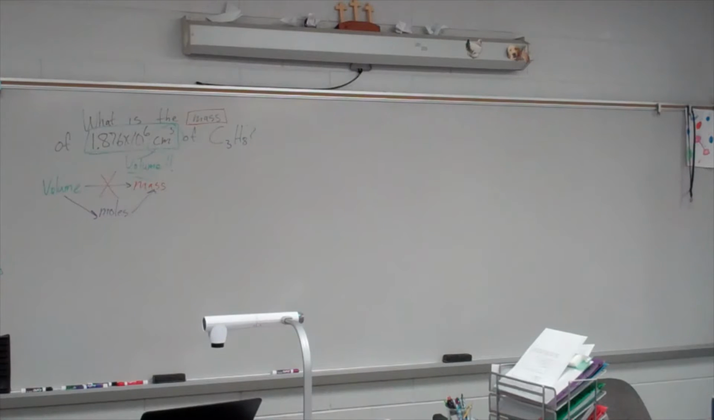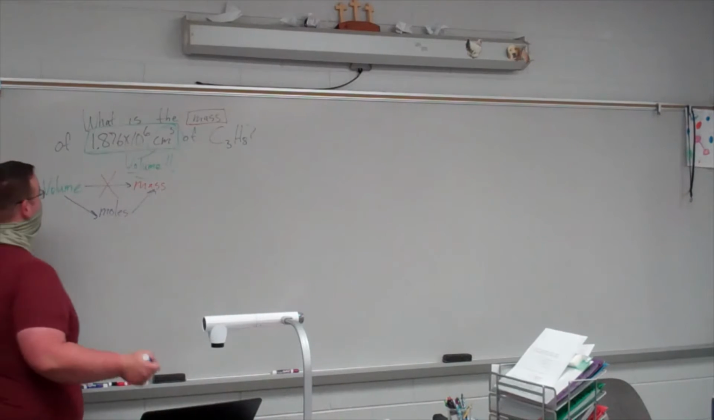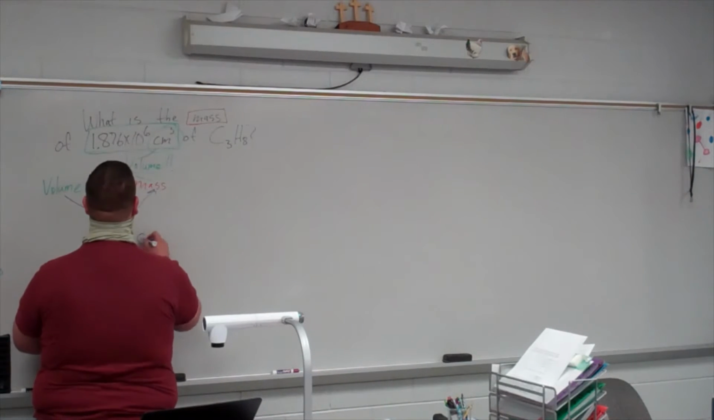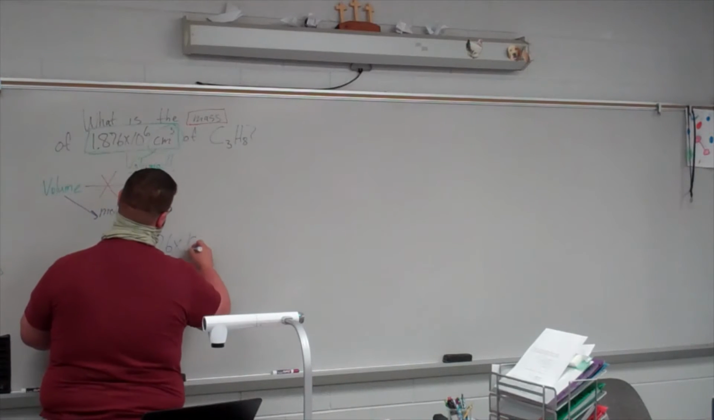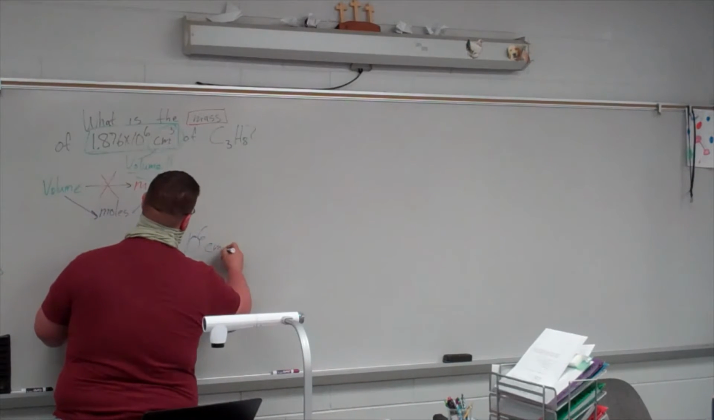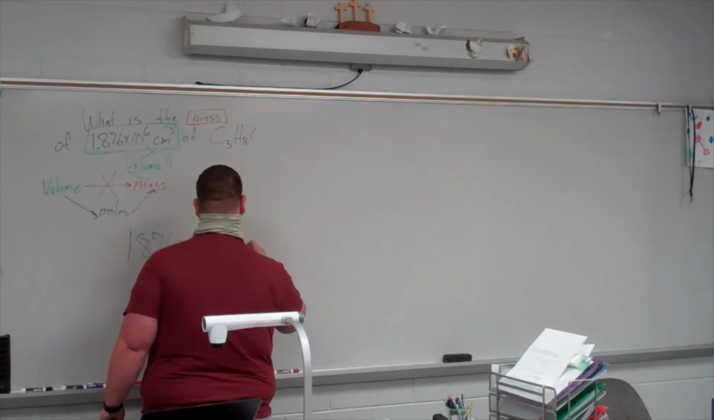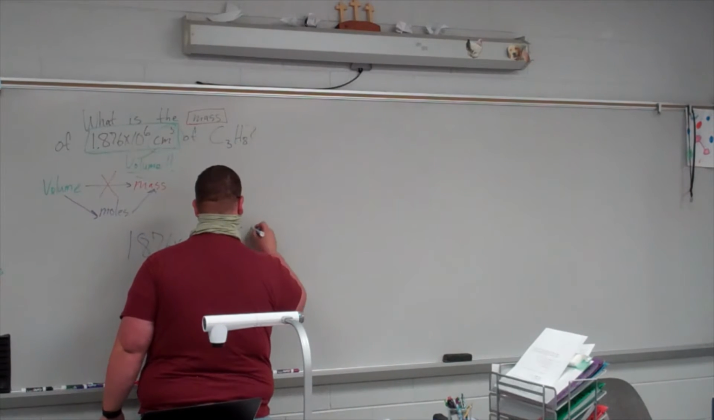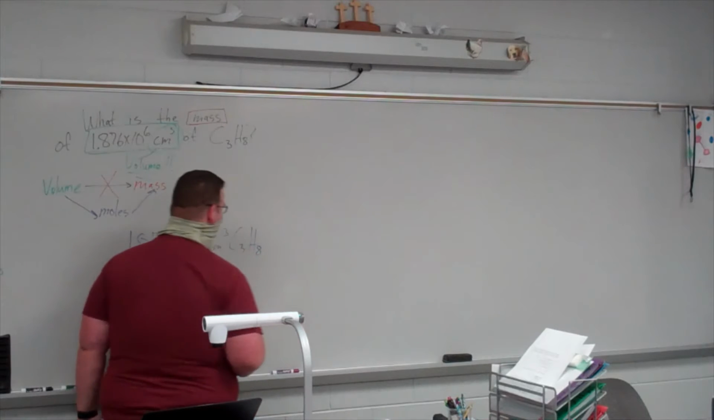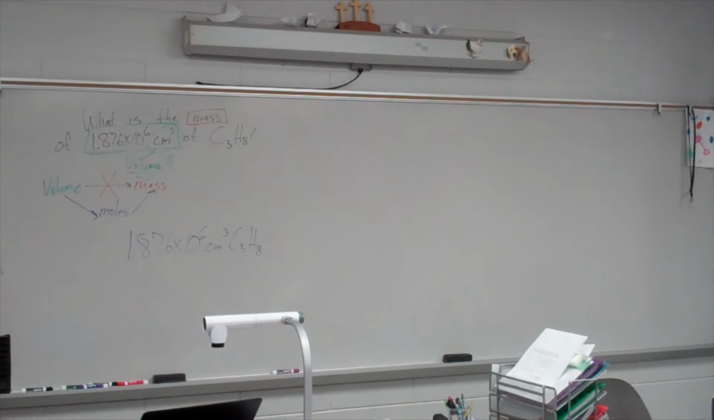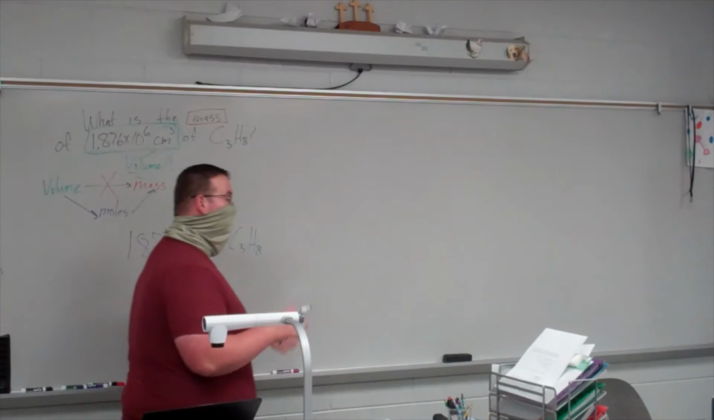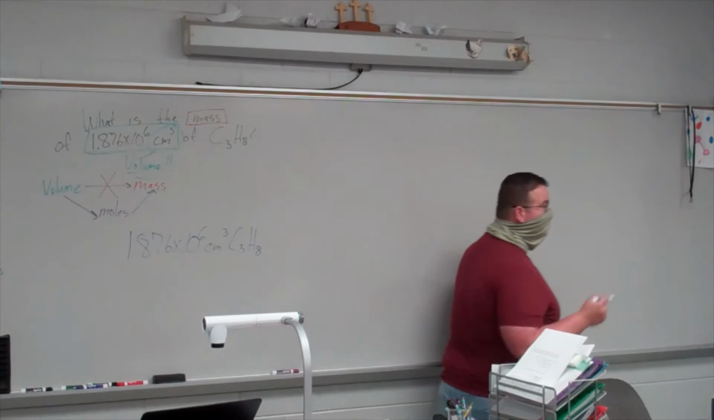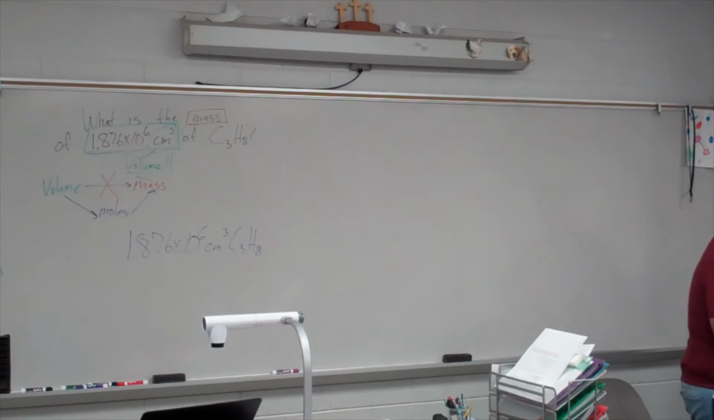Okay, start and write down what you've been given. 1.876 times 10 to the 6th centimeters cubed of propane. Now, I'm starting at volume. I'm going to move from volume and I'm going to go to moles. But to do that, what's the units of the conversion factor? 22.4 liters per 1 mole.